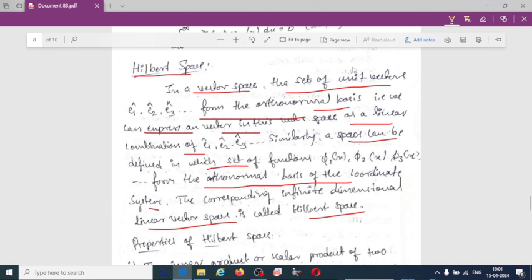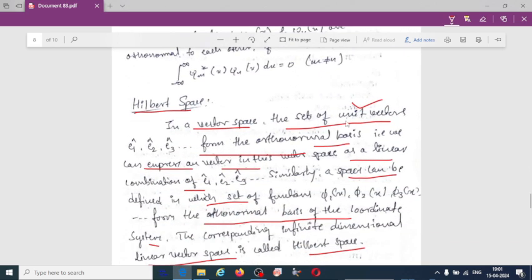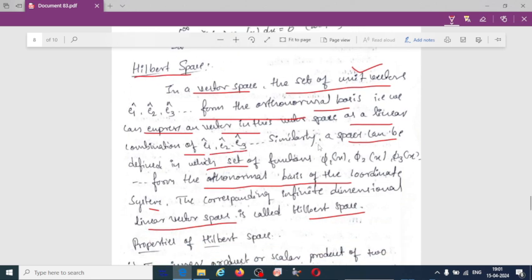So first we should consider the set of unit vectors which form the orthonormal basis. Orthogonality condition is 0 and normalization condition is 1, as we have discussed above. So the set of unit vectors forms the orthonormal basis. Then we can express the vector space as a linear combination of the unit vectors. Similarly, a space can be defined in terms of wave functions. A linear combination of wave functions phi 1, phi 2, phi 3 should also form the orthonormal basis. That means they must obey the orthogonality and normalization conditions. Such an infinite dimensional linear vector space is called Hilbert space.